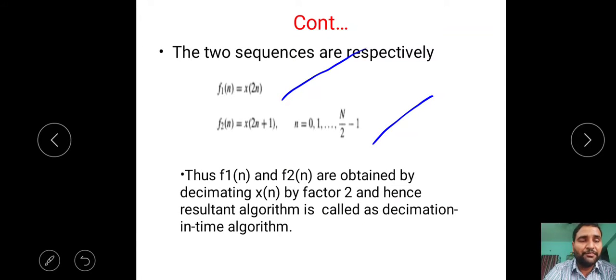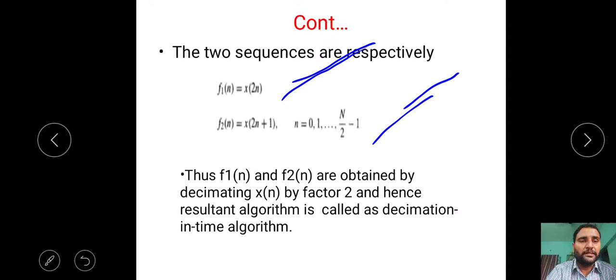Consider x of n having a length of capital N. Then f1 of n has length N by 2, and f2 of n has length N by 2. Now we have divided the sequence into two parts: one based on even, another based on odd. Next, f1 of n and f2 of n are obtained by decimating x of n by a factor of 2. That means we have divided the sequence x of n by a factor of 2.